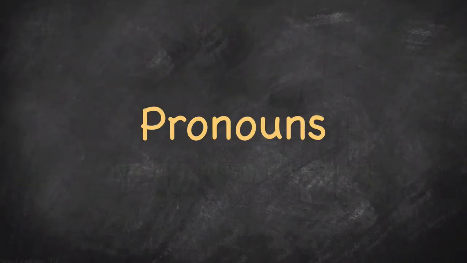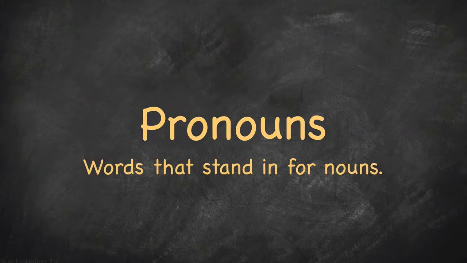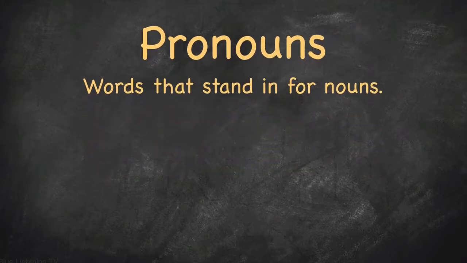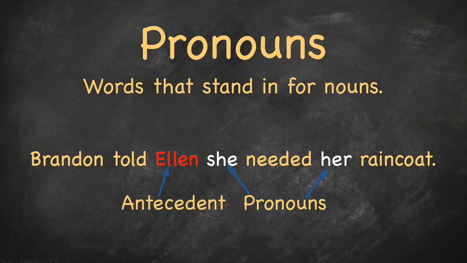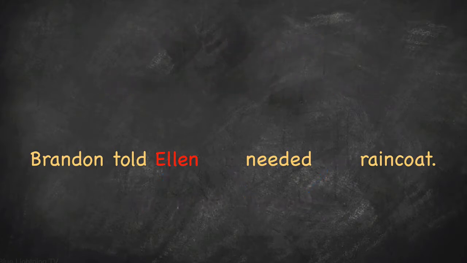Pronouns. Pronouns are words that stand in for nouns. In the sentence, Brandon told Ellen she needed her raincoat. There are two pronouns, she and her, and the antecedent Ellen. The antecedent is the word that the two pronouns are standing in for. If we didn't have pronouns, we would have to say Brandon told Ellen Ellen needed Ellen's raincoat. Instead, we use pronouns.